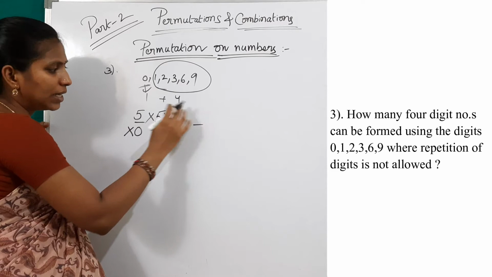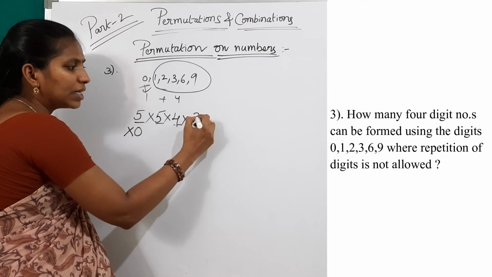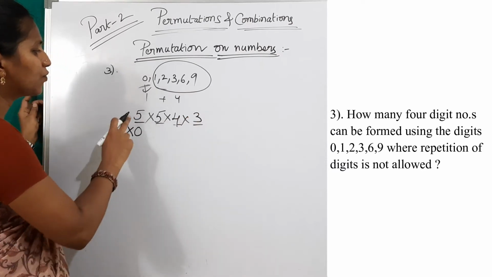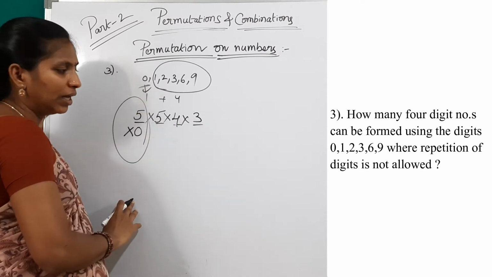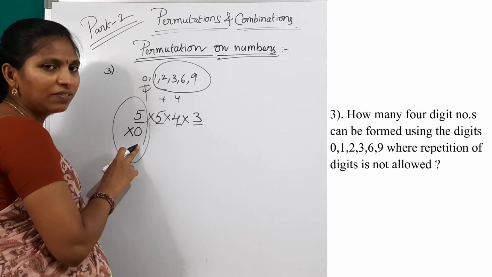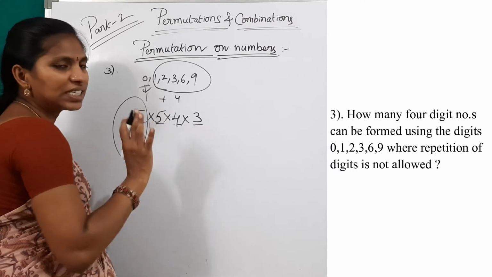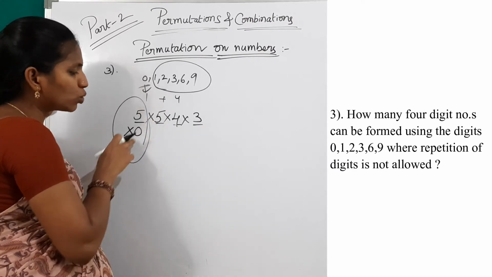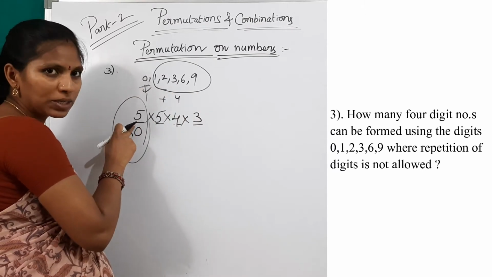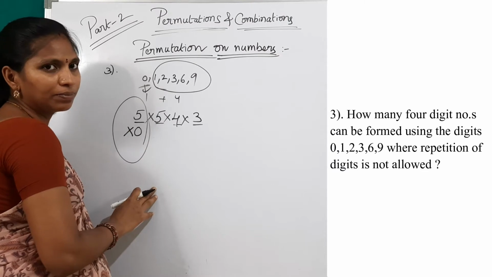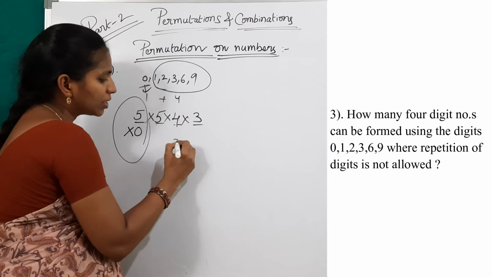From these 5 digits, 1 is placed here. What are the remaining digits? 4. What are the remaining digits? 3. So, final answer is 5 into 5 into 4 into 3. In this position, this is very important. If you place 0 in first position, we can't find a 4-digit number. We get only 3-digit number because 0 has no value. So except 0, place remaining values and find out the number of possibilities. So 5 possibilities are there. 5 into 5, 25 into 4, 100. 100 into 3 is 300.